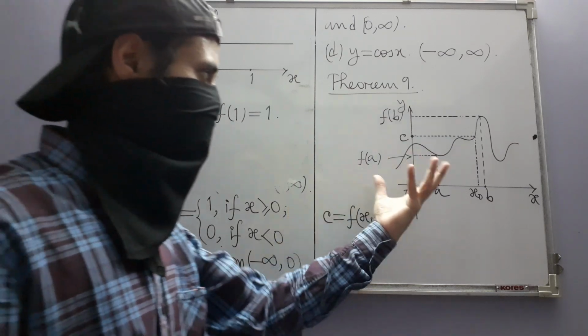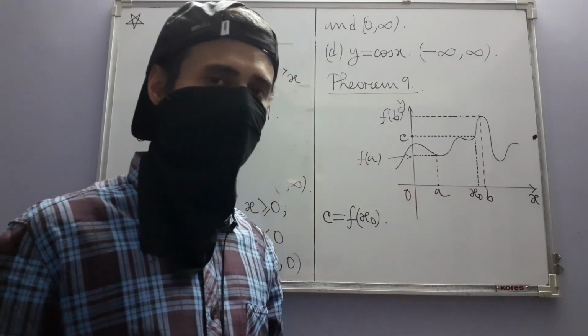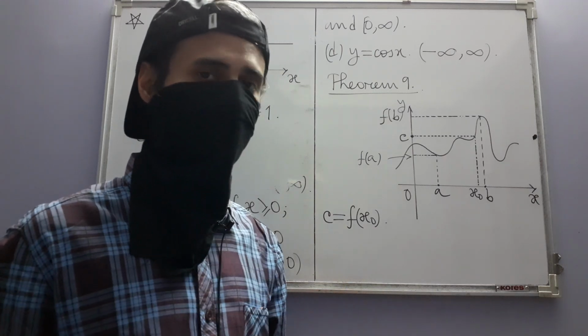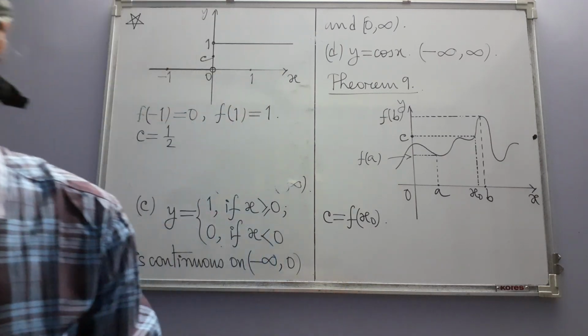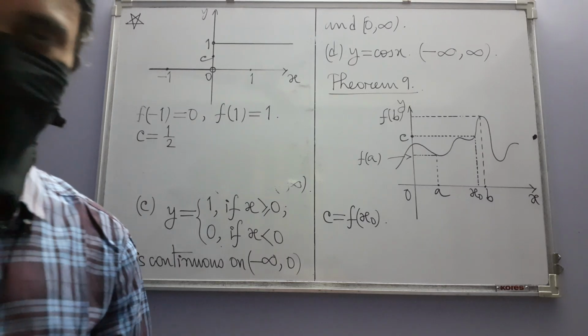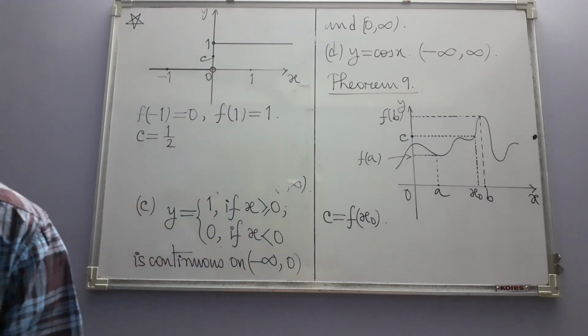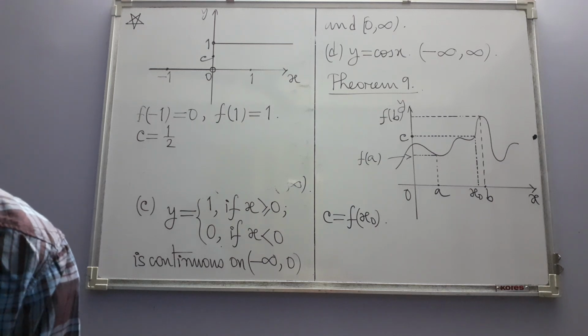And this property of continuous functions is called the intermediate value property, and the theorem which states this property is called the intermediate value theorem. So that is theorem 9. So let us now see its statement.